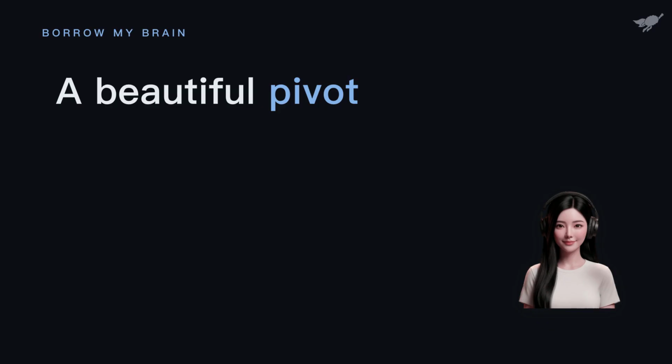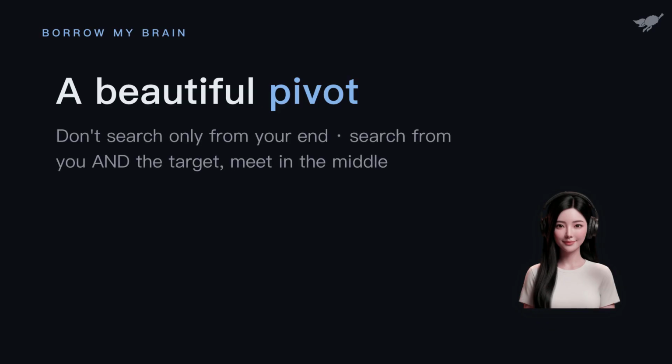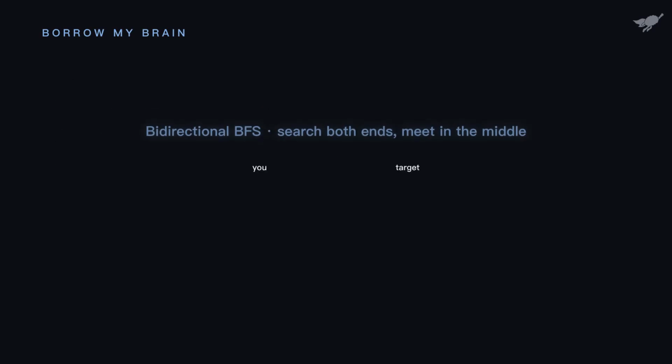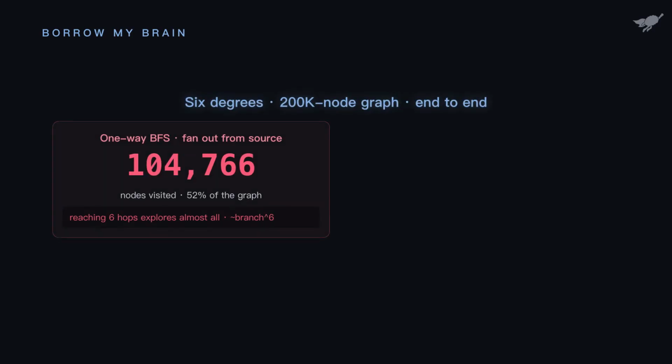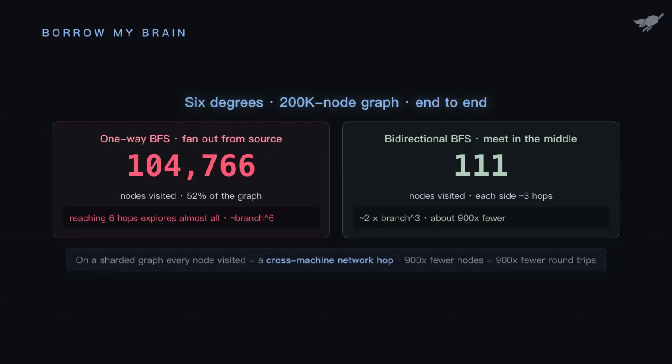One beautiful pivot. Don't search from just your end. Search from you and the target at the same time, and meet in the middle. Each side walks only half the distance. 3 hops. Same 6 degrees of separation. One-way visits 100,000 nodes. Bidirectional visits only 111. That's about 900 times fewer.